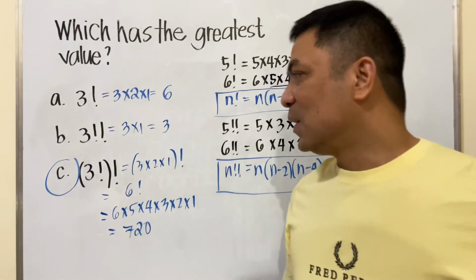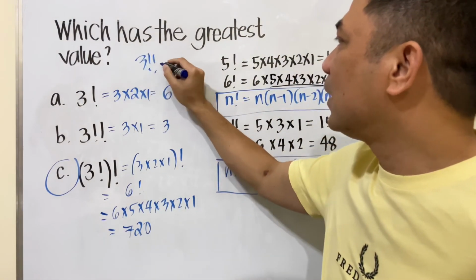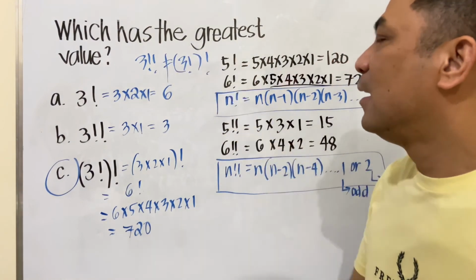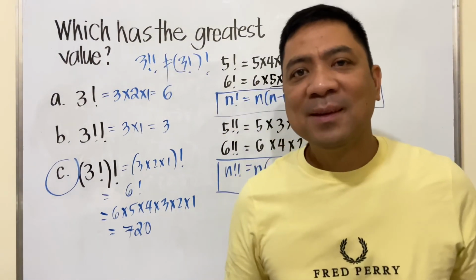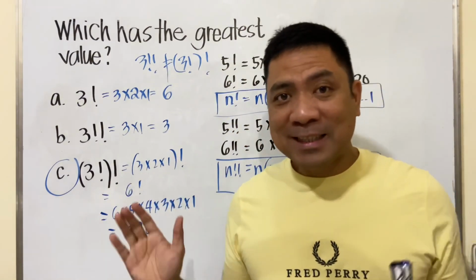Okay? So again, I would like to emphasize here that 3 double factorial is not equal to your 3 factorial parentheses factorial. Okay? So as I've said, this is a quick math, and I hope you've learned something again from this.